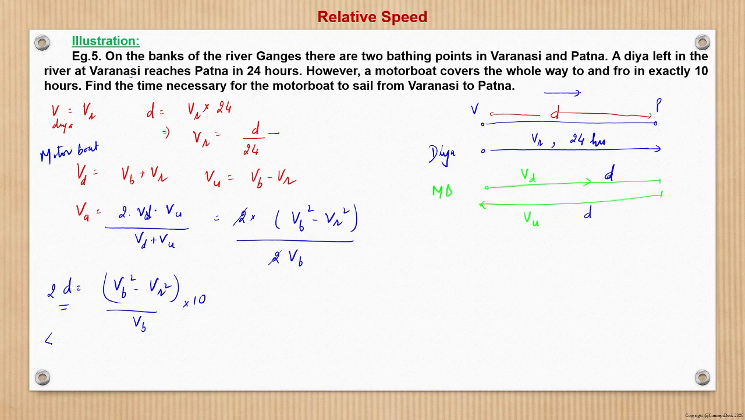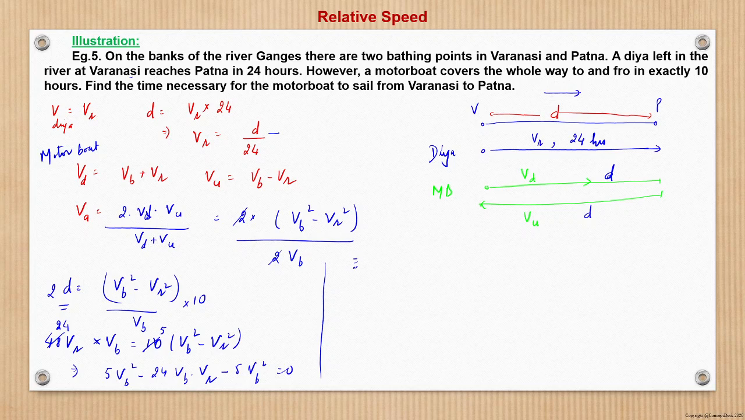So 2 into 24 Vr means 48 Vr is equal to, and this Vb will be this side, Vr into Vb is nothing but 10 into Vb square minus Vr square. So this will go 24 times, this will go 5 times. So this basically becomes 5 Vb square minus 24 Vb into Vr minus 5 Vr square is equal to 0. Right? This is a quadratic equation. So now we will solve this.